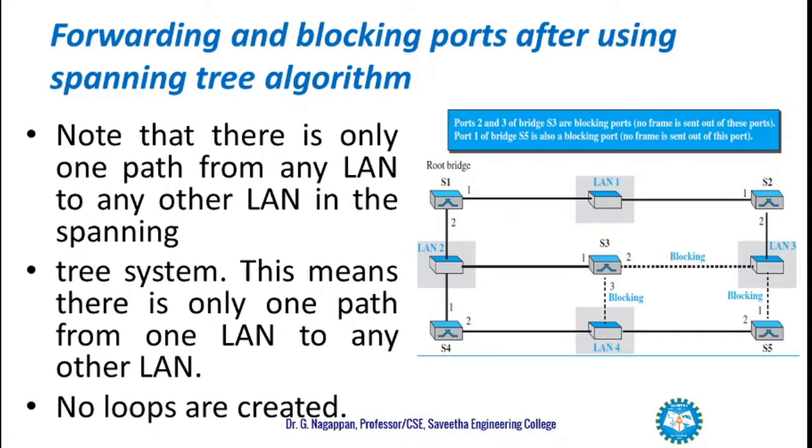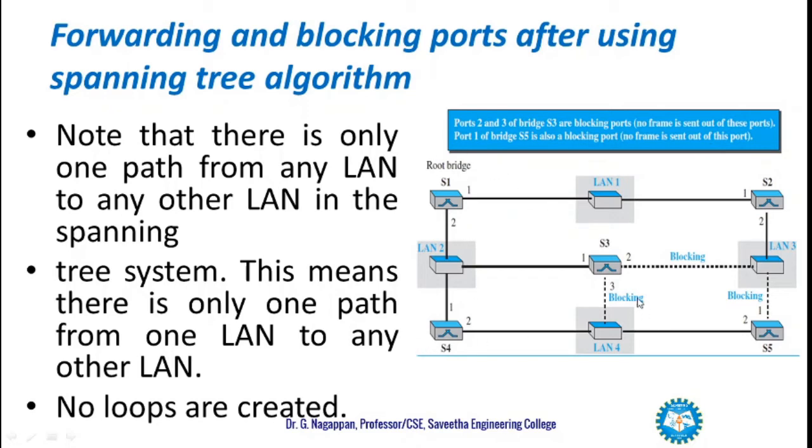So, forwarding and blocking ports after using the spanning tree algorithm. Note that there is only one path from any LAN to another LAN in this spanning tree system. This means there is only one path from one LAN to any other LAN. So no loops are needed. Port 2 and 3 of bridge S3 are blocking ports.